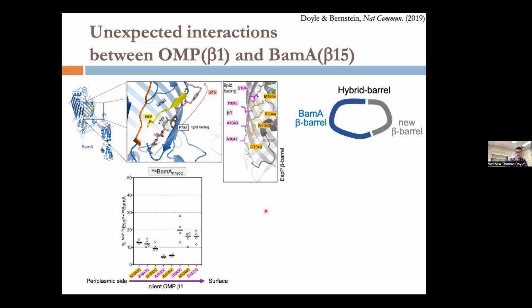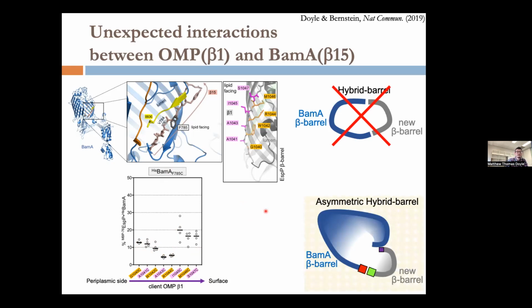So, you know, the data are the data, and this is not what we see. We see something like this, and we describe it as an asymmetric hybrid barrel. We got one side where we have the beta signal bound strongly to the first strand of BAM-A, and then this other very unorthodox interaction between the outsides, the lipid-facing sides of the barrels. And also that substrate is swinging against BAM-A.